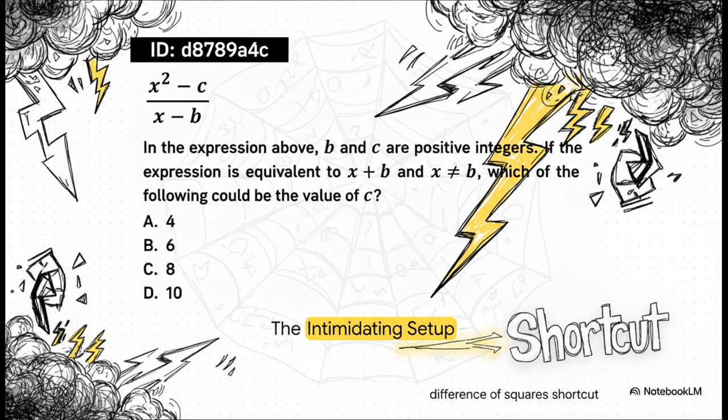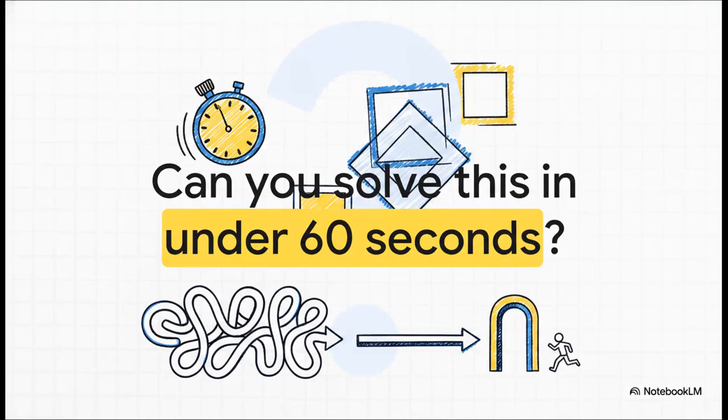Just look at this intimidating setup. I mean, we've got this terrifying rational expression staring us down, complete with two completely unknown variables, b and c. And our only goal here? Just figure out a possible value for c. Now, at first glance, I know this looks like an absolute nightmare, right? So here's my challenge to you. Can you actually solve this whole thing in under 60 seconds?